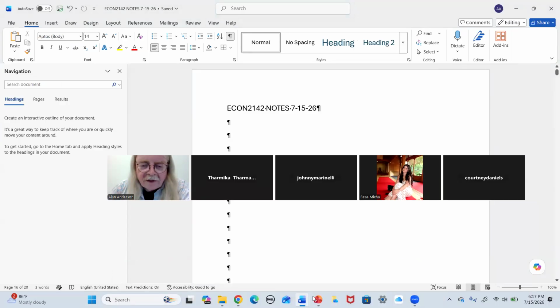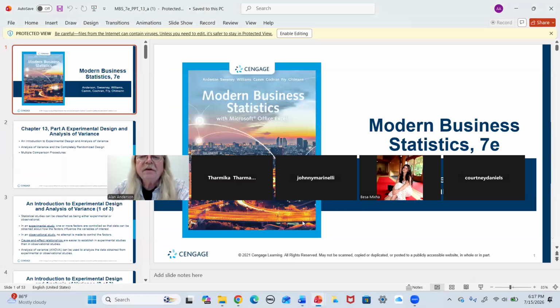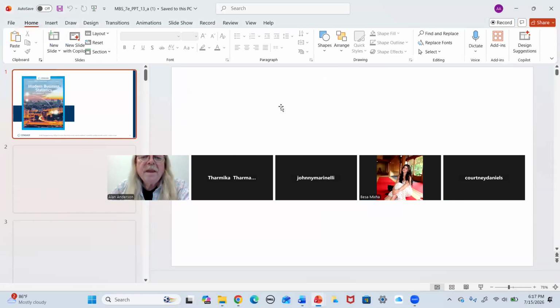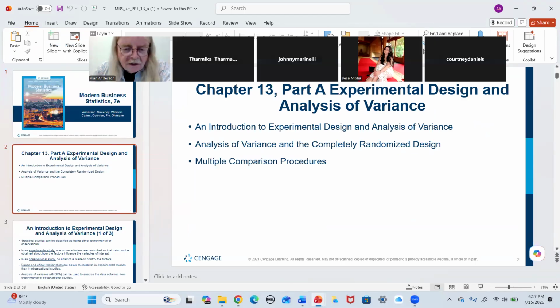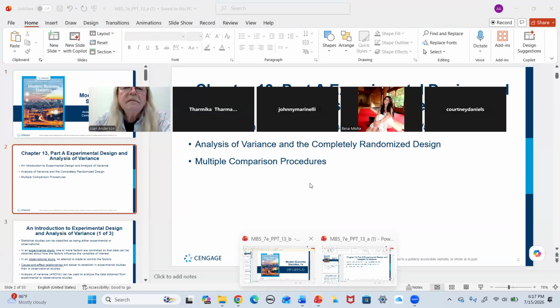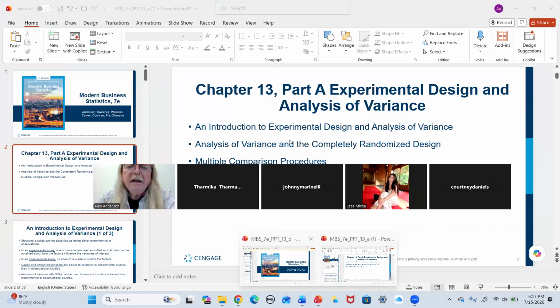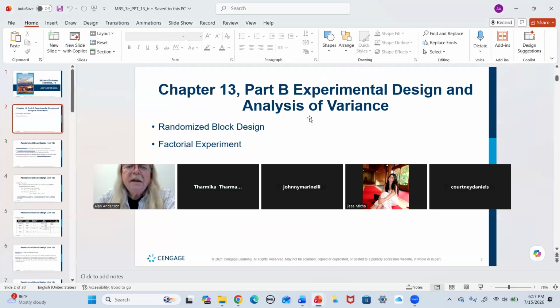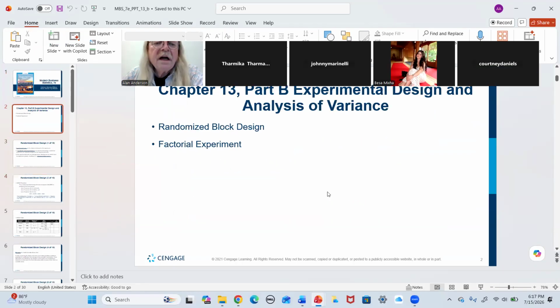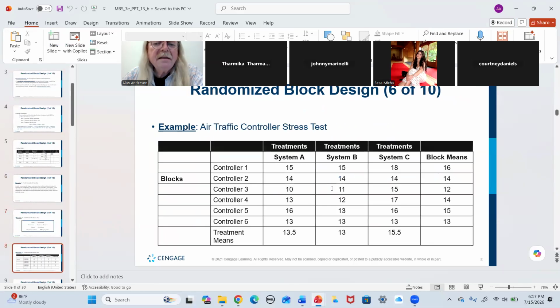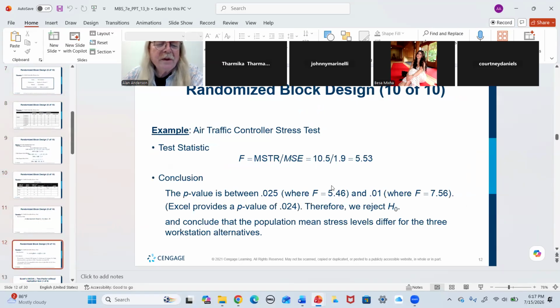Now, I do want to point out here that there are actually two parts of this chapter 13. The first one is called Experimental Design and Analysis of Variance. The second part is experimental design and analysis of variance. So I think, if I remember correctly, that we do not cover this part in the curriculum because it's even messier than what we're doing in part A.